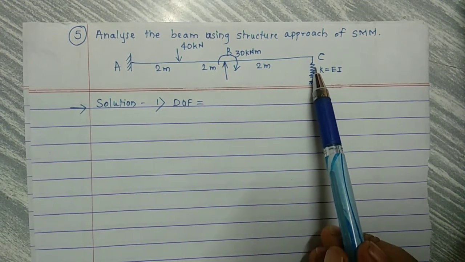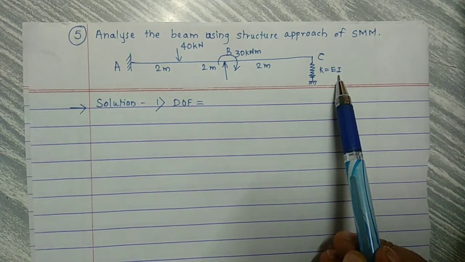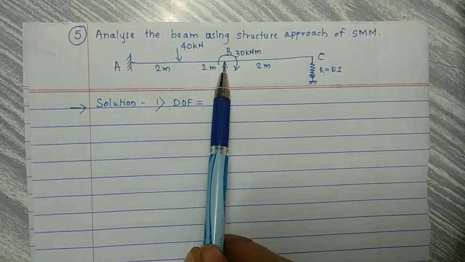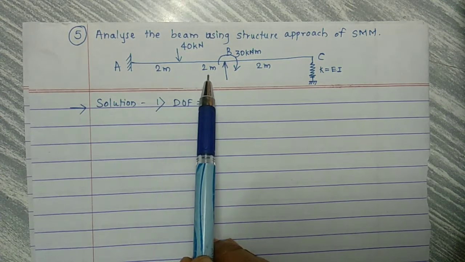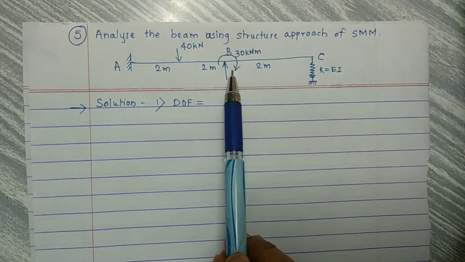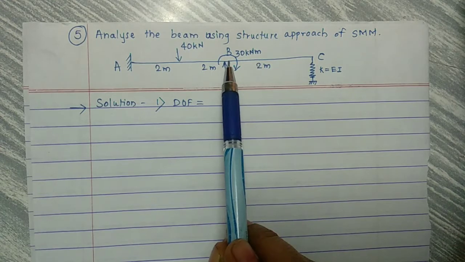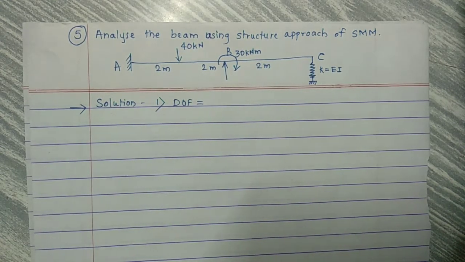Here the stiffness of the spring is given, K equal to EI. EI is constant. Member AB is loaded with a 40 kilonewton load at the center, 2 meter, 2 meter. At point B, which is the support B, a clockwise moment of 30 kilonewton meter external moment is given, and BC has no loading. Okay, now let us start the solution.